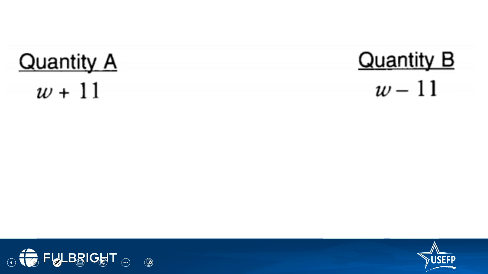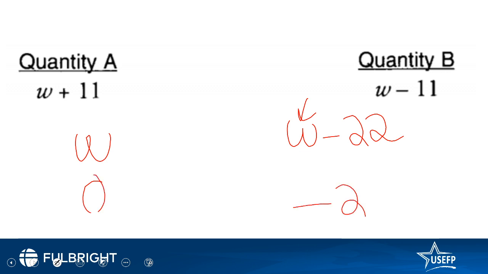Now this question: which of the quantities is bigger? Whatever we do on the left hand side, we do on the right hand side. So we subtract 11 from both sides. This becomes W, and this becomes W minus 22. So quantity B will always be less, because we are subtracting 22 from it. Even if W is 0, this would be minus 22. The correct answer is A.